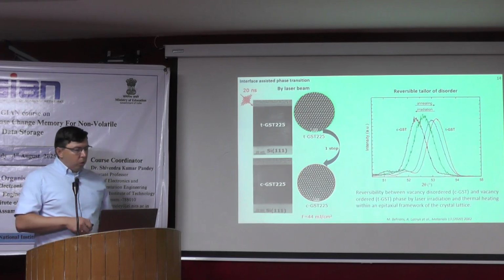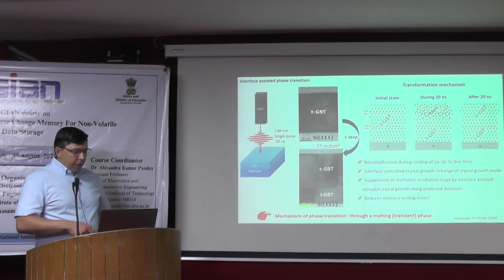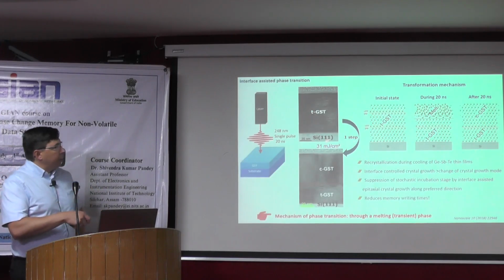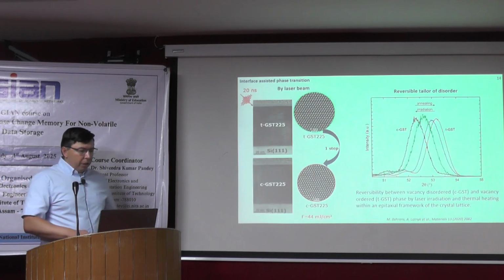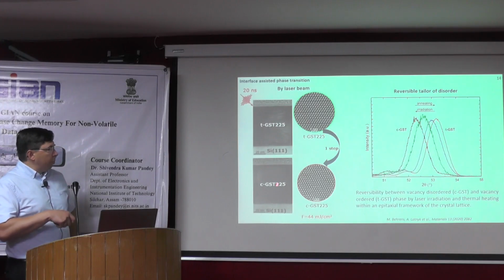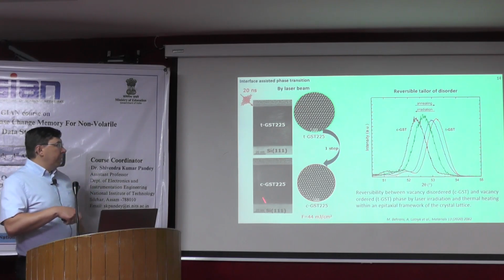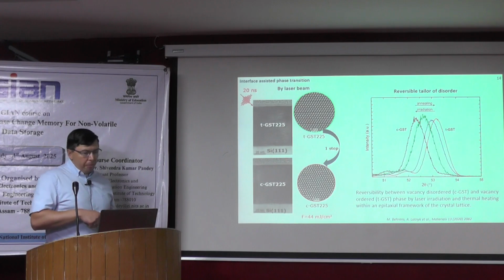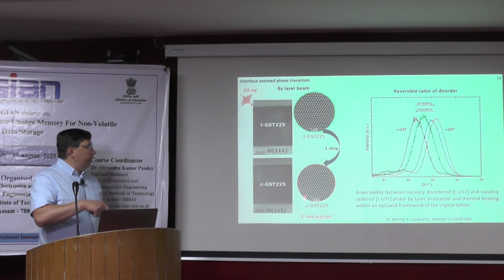You can show this here. In this case the fluence of the laser was 31 millijoule per square centimeter, and then if we increase it, we can go completely to the cubic phase, to CGST. So here we increase the fluence of the laser, but again this is a melt quench process. We transform first the phase to the melt, and then it recrystallizes into the cubic phase.